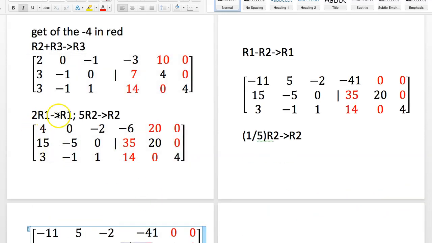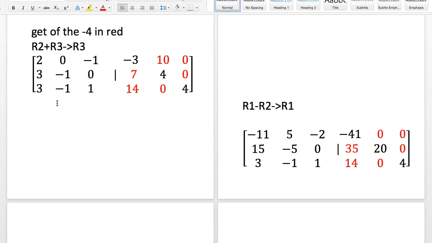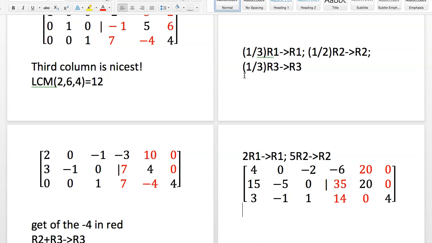Now, to row 1. Now, here's the deal. Between 4 and 10, I need 20, the least common multiple. I need 20s, right? The LCM of 4 and 10 is 20. I need to zap a 20, zap the red 20. That's where I'm heading with all this, right? So zap the red 20.